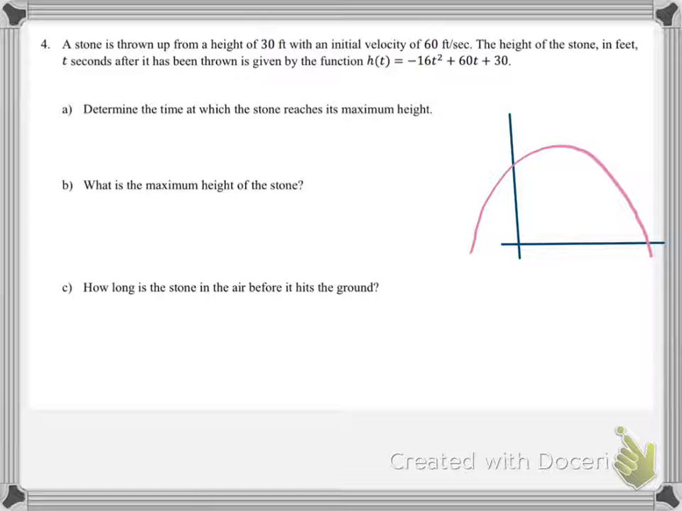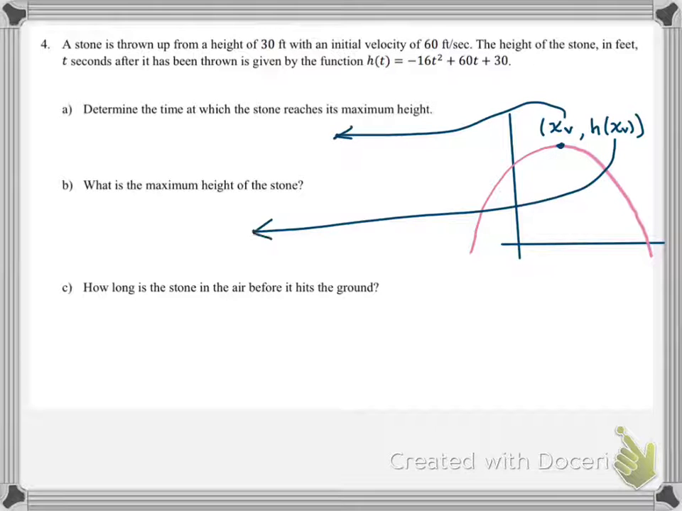So for parts A and B, I'm trying to maximize height, right? So I'm trying to find this point right here. So this is my XV and H of XV. So the X value is the time that maximum height occurred, and then the output is what the maximum height actually was. If I find the X value of my vertex, that tells me when I reached my highest point, and then plugging that into my function for height will tell me what the height was at that highest point. What about when I ask how long the stone is in the air before it hits the ground?